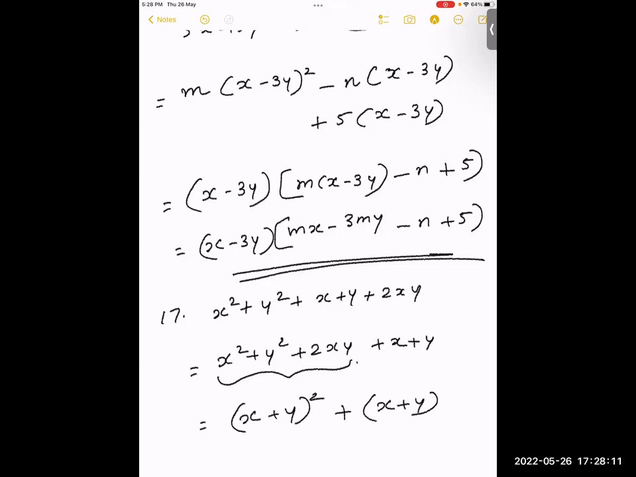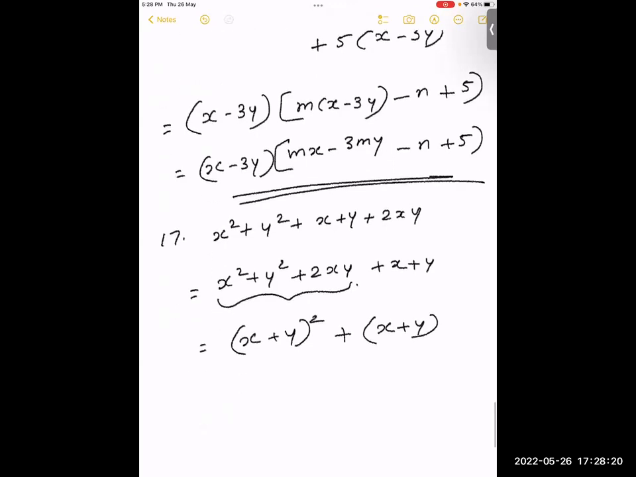Make these together. Vedat, are you getting it? Ma'am, we have to put the plus sign in the middle, right? Yes, you have to put. Now what is common, you can see. It will become x plus y into x plus y plus 1. That's all.